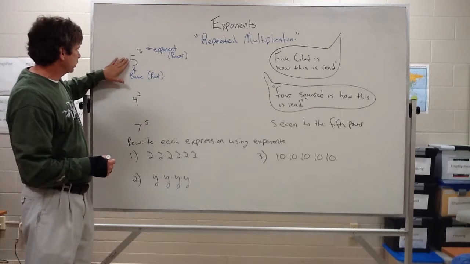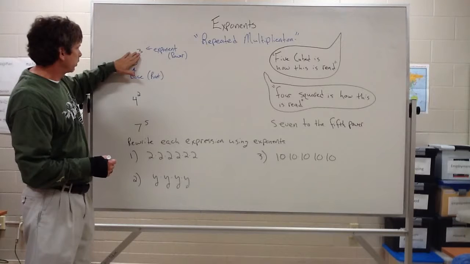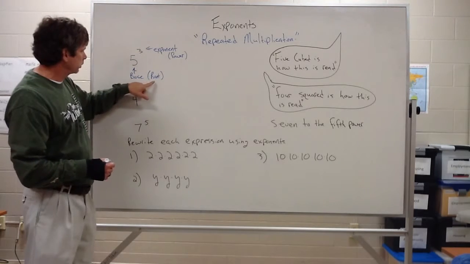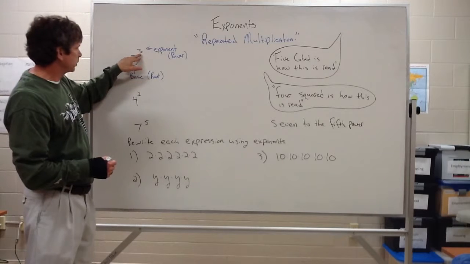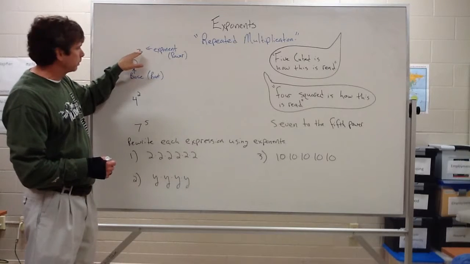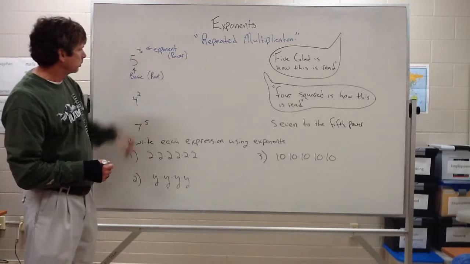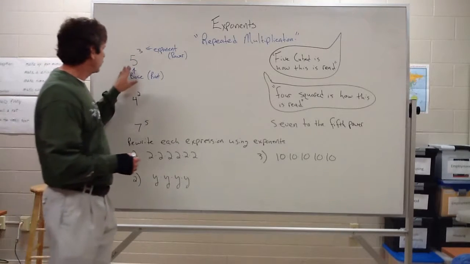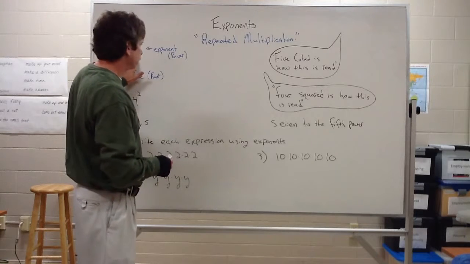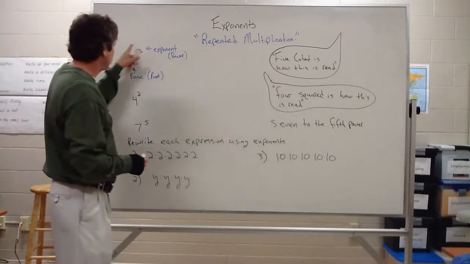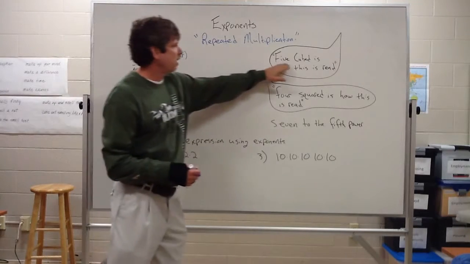So if I look at this expression, 5 to the third power, this 5 is referred to as the base or the root, and this little 3 is the special guy. The 3 is called the exponent, or sometimes we use the word power. Now the way we read this is, this is most commonly read as 5 cubed. So you see this notation, a lot of times you'll see that read as 5 cubed.